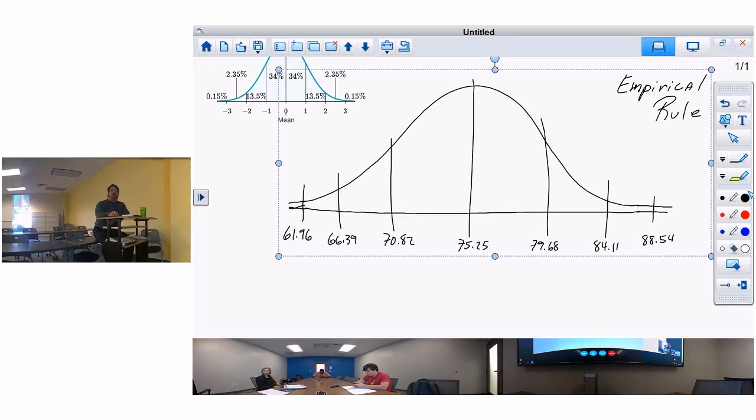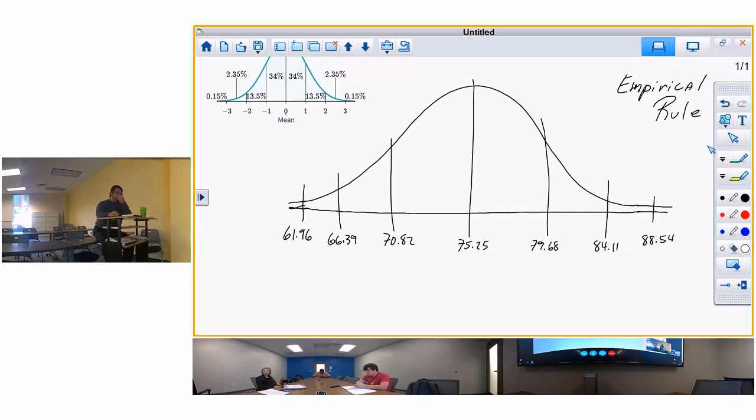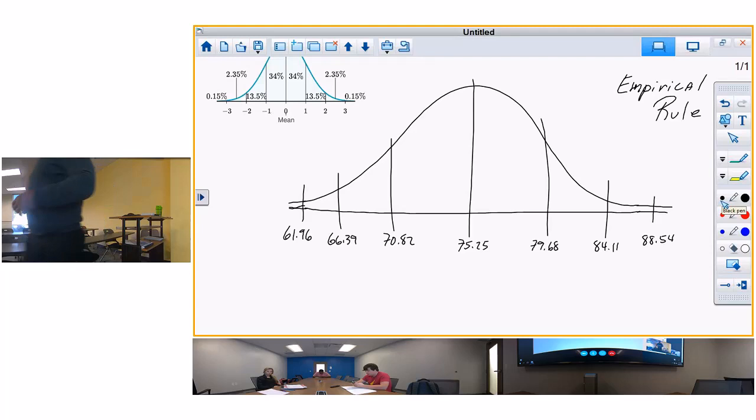Now I want you to take your notebook. This is very important. I want you to put those percentages in each one of these regions. I'm going to do it for you also. It's kind of important because this is something you need to learn.